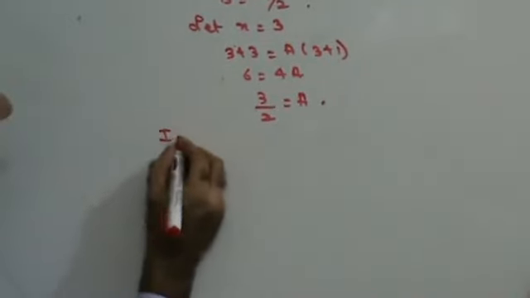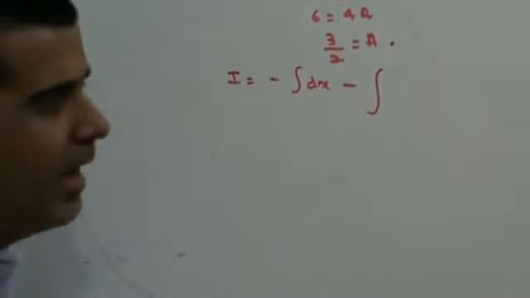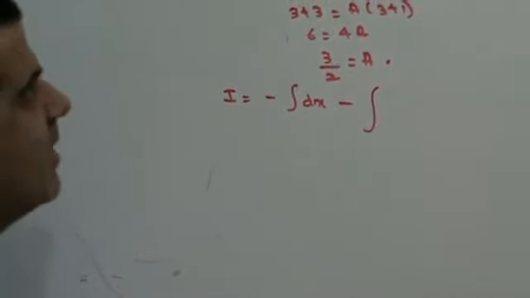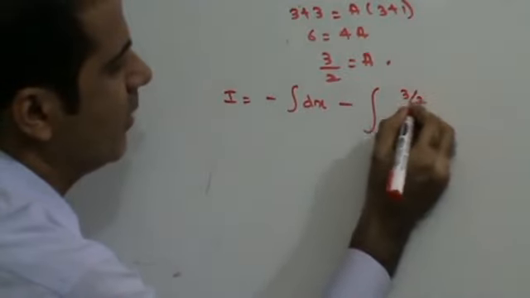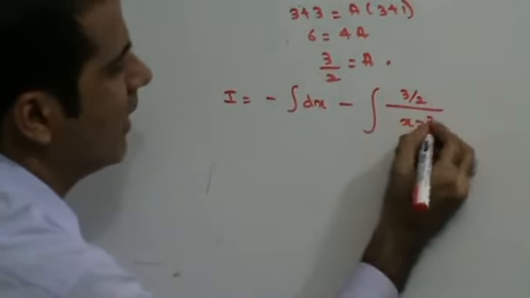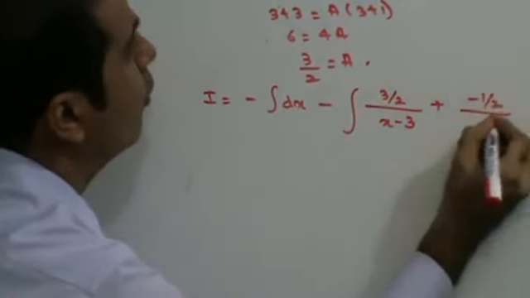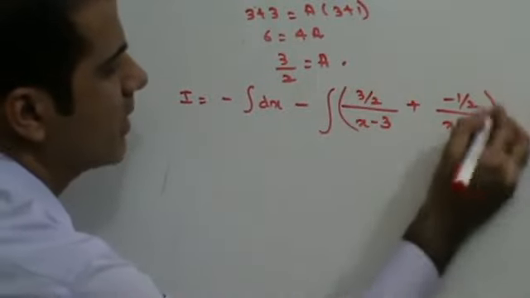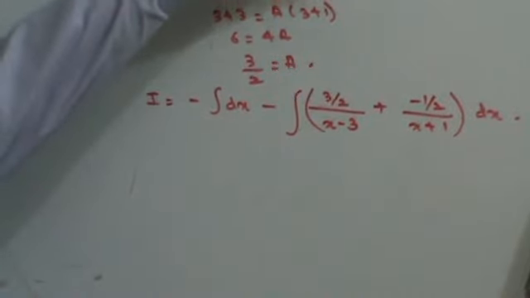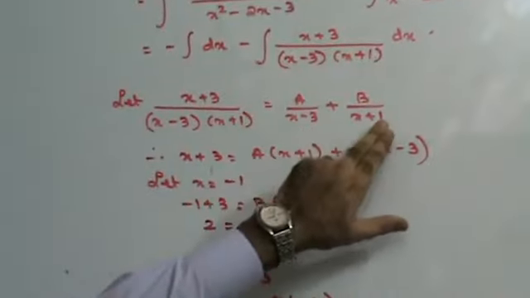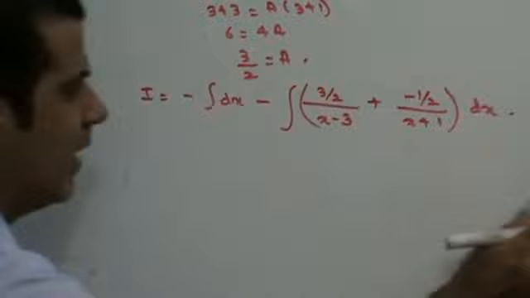I can say I is minus integral of dx minus integral of (x plus 3) upon (x minus 3)(x plus 1), which can be written as A upon x minus 3 plus B upon x plus 1. A is nothing but 3 upon 2, B is minus 1 upon 2. Remember, we had assumed this here, A upon x minus 3 plus B upon x plus 1, right? And then I substituted the value of A and B.